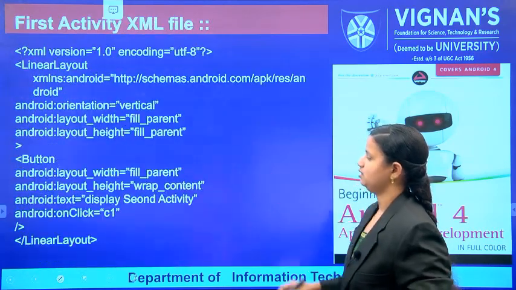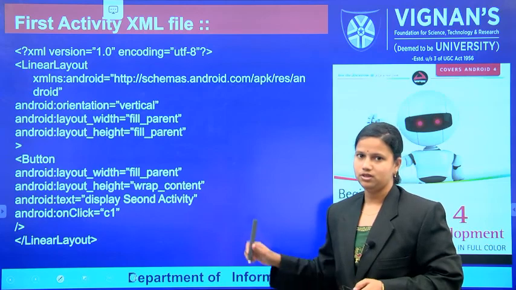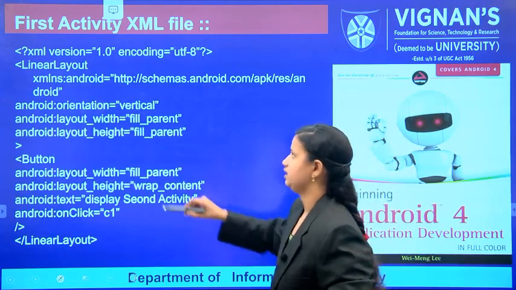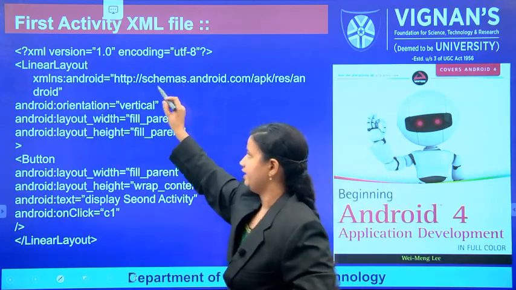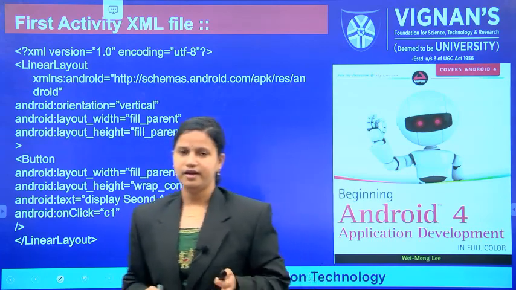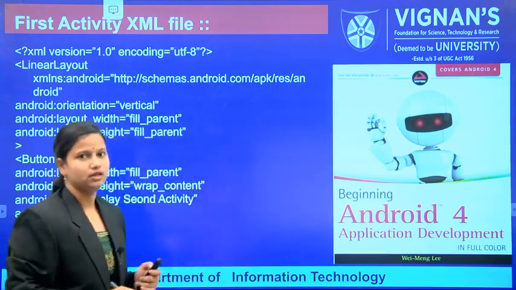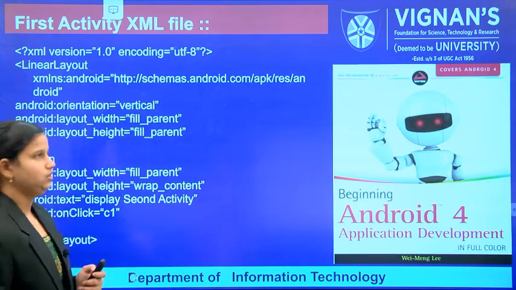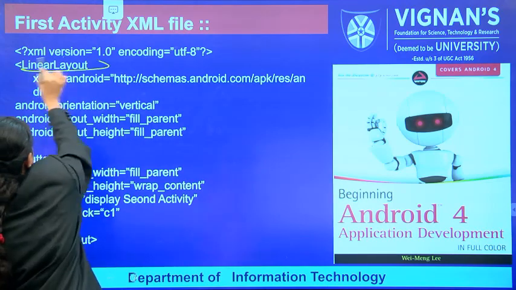So, this is an XML file. In this XML file, when you are observing, the XML version and the encoding technique are the first step. This is a default step, and after that we have to specify the layout. In this we are using a linear layout.